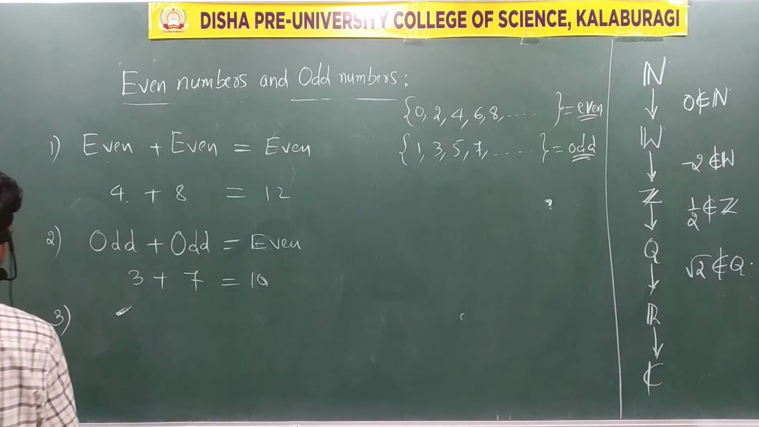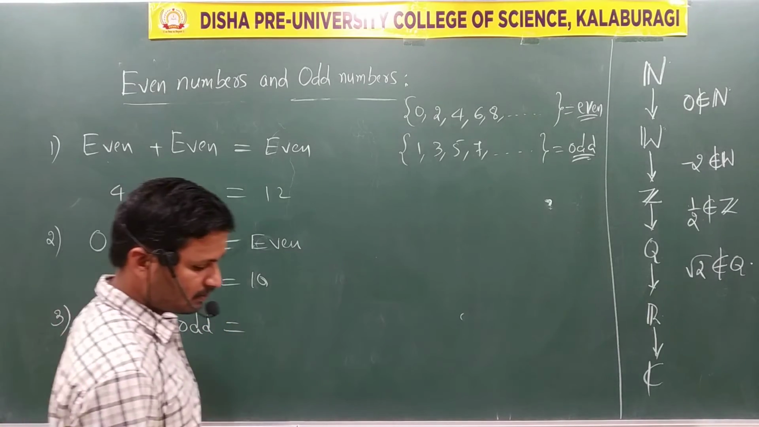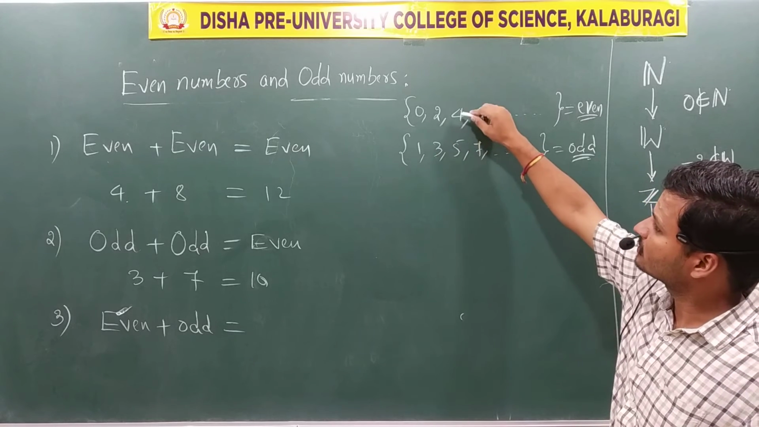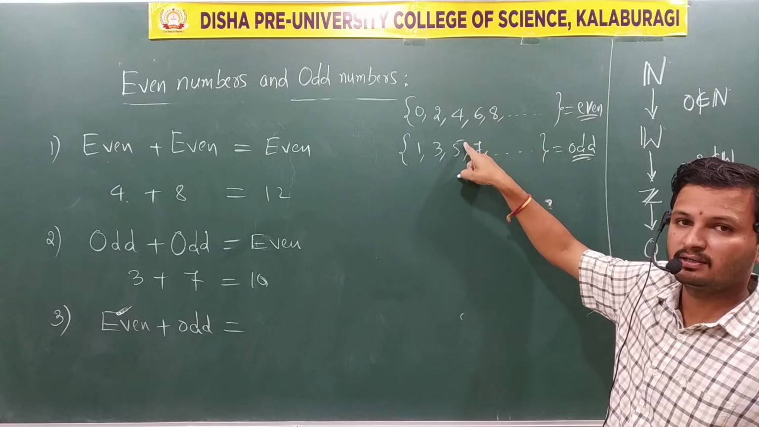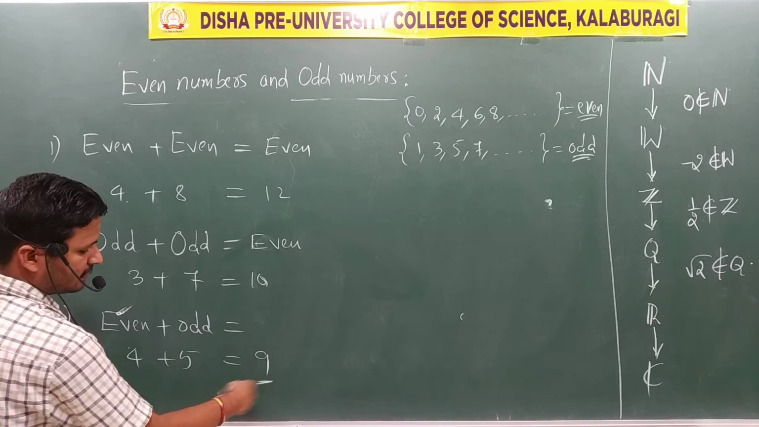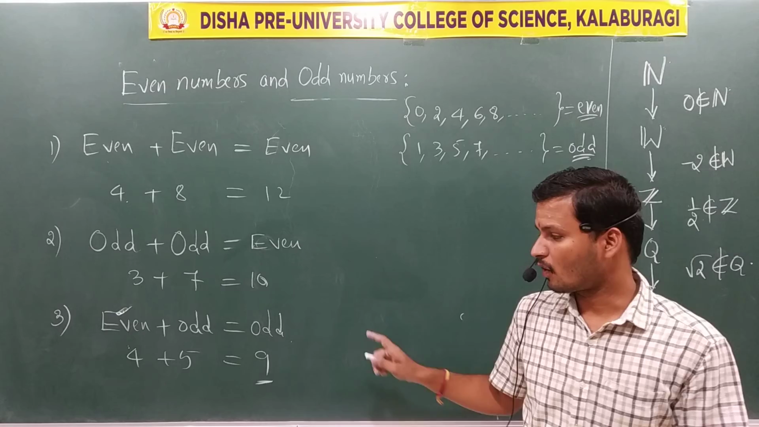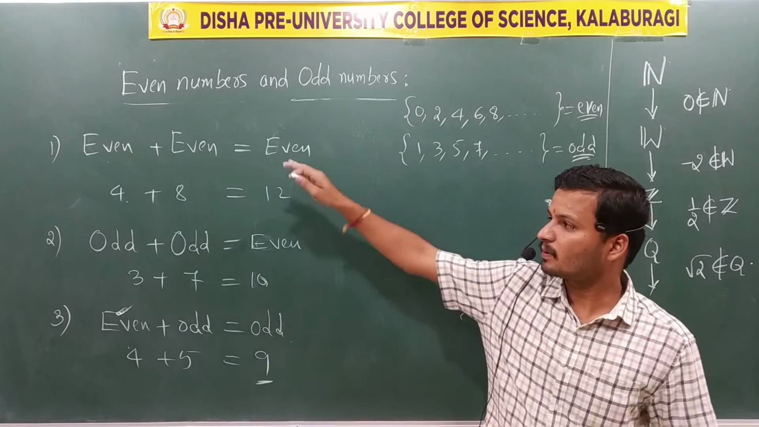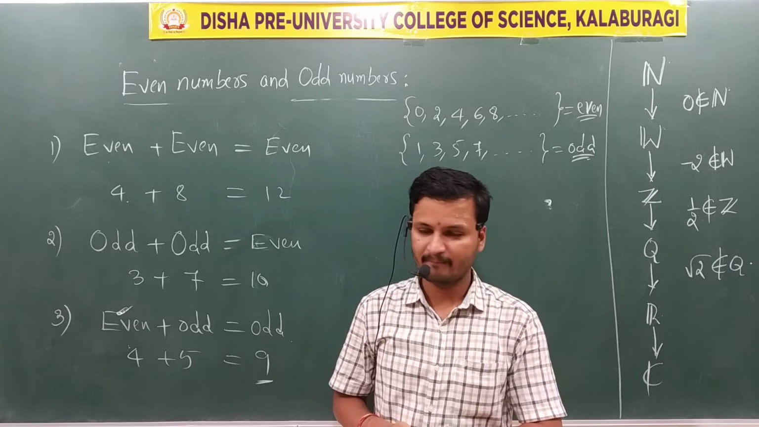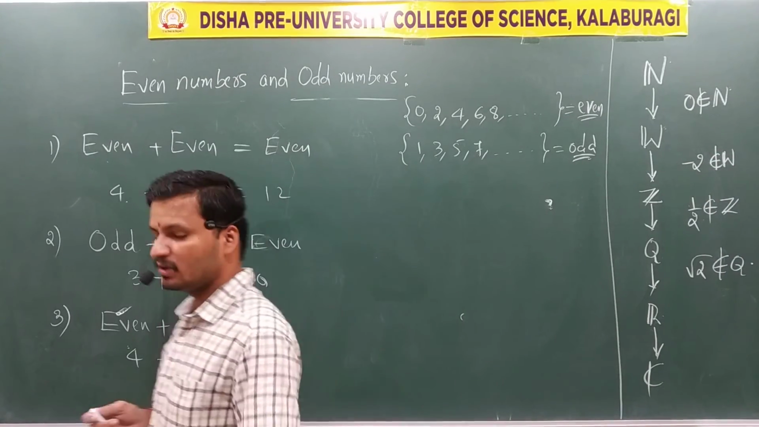And the third one: whether the sum of an even and an odd number is even or odd. Let us see by taking an example. Here 4 is an even number and 5 is an odd number. So 4 plus 5 is 9. Is 9 even or odd? It is odd. So the sum of an even number and an odd number is odd. From these observations, these properties are very important: the sum of two even numbers is even, the sum of two odd numbers is again even, and the sum of an even and an odd number is odd.